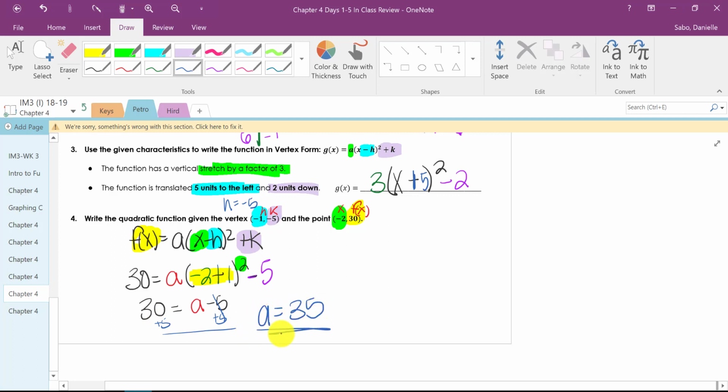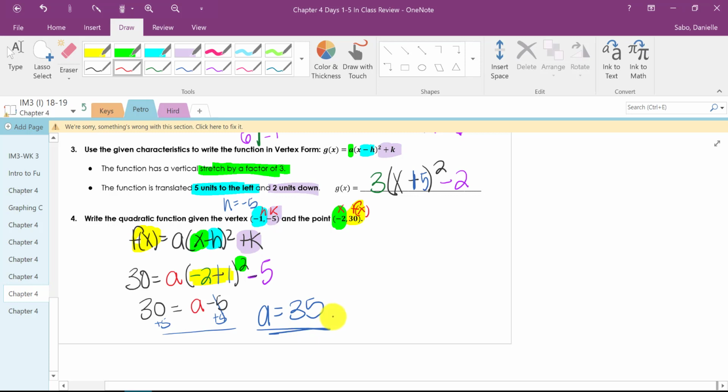Now think about that for a second. The a value in vertex form is always going to tell you if you're stretching or compressing. In this situation, we're going to be stretching because it's bigger than 1. So whenever the a value is bigger than 1, which in this situation is 35, we're going to be stretching. So this means we're stretching. So knowing what you're doing is going to help you understand the math a little bit better.